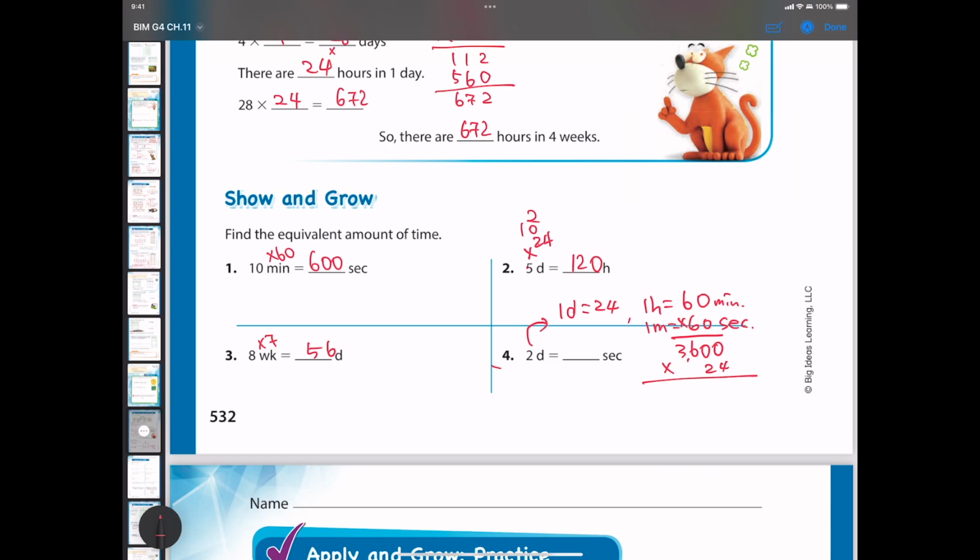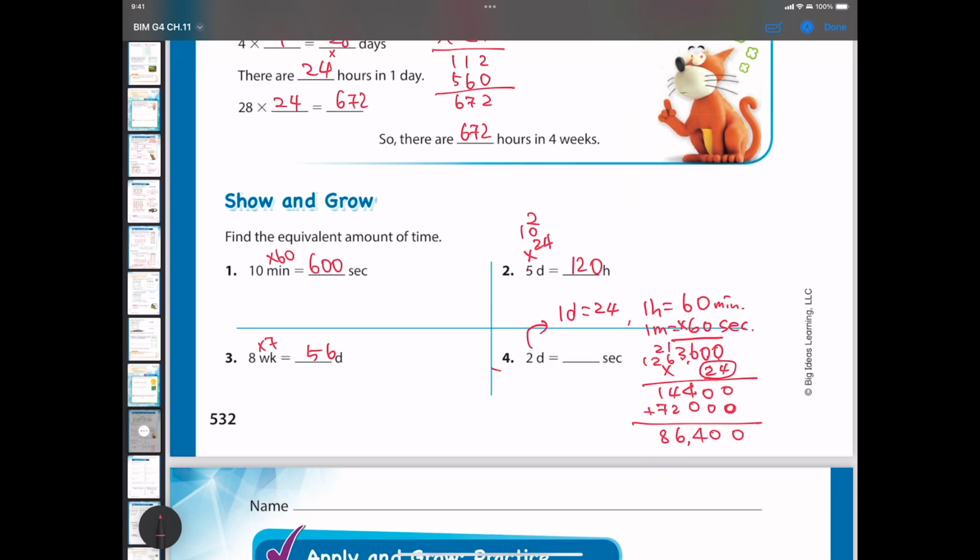Let's go. 3,600 times 24. I'm going to put 0 first, and then 2 times 0 is 0, 2 times another 0 is 0, 6 times 2 is 12, carry 1 up, and 3 times 2 is 6, 6 plus 1 is 7. So 86,400 is 1 day, okay? That's for 1 day, because we multiply by 24. So now for 2 days, we need to multiply by 2.